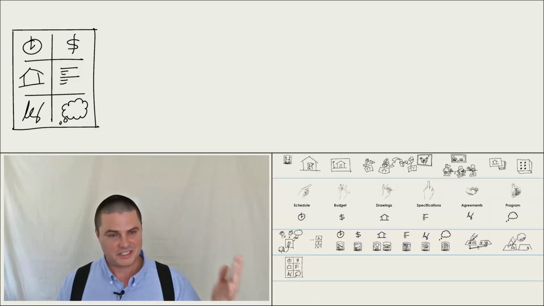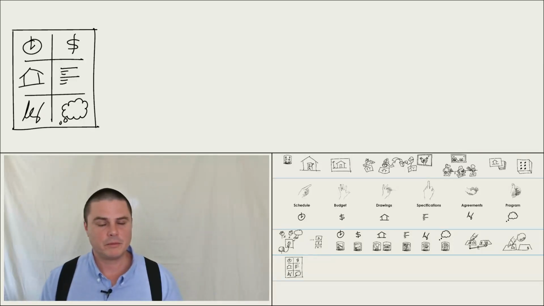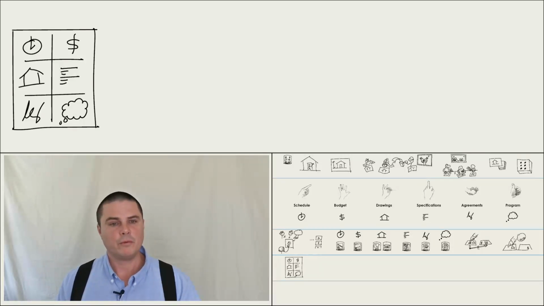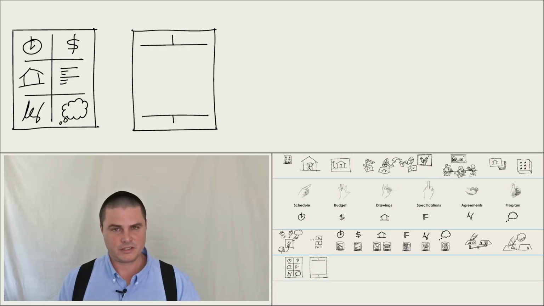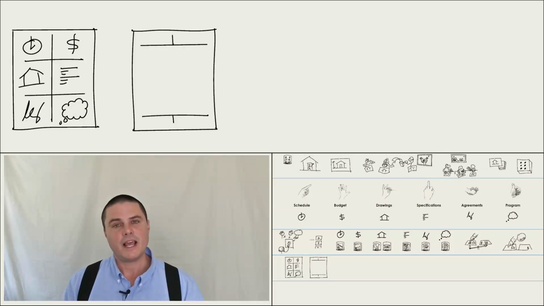So I've given you the 6 fingers, or the 5-fingered 6 document approach. We've got these documents here, and I want you to think about laying them out on a piece of paper as shown. So you've got these 2 on the top of schedule and budget, drawing specifications, agreements, and program. So if a piece of paper was going to have that information on it, we would lay out that piece of paper like this.